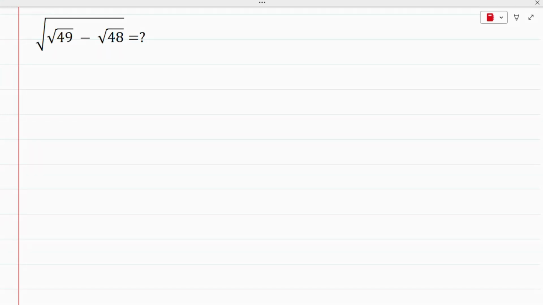So right here we have this nice square root math simplification problem that says the square root of the square root of 49 minus the square root of 48. We are to solve for this. So guys, the first thing you want to do right here is to simplify each root.